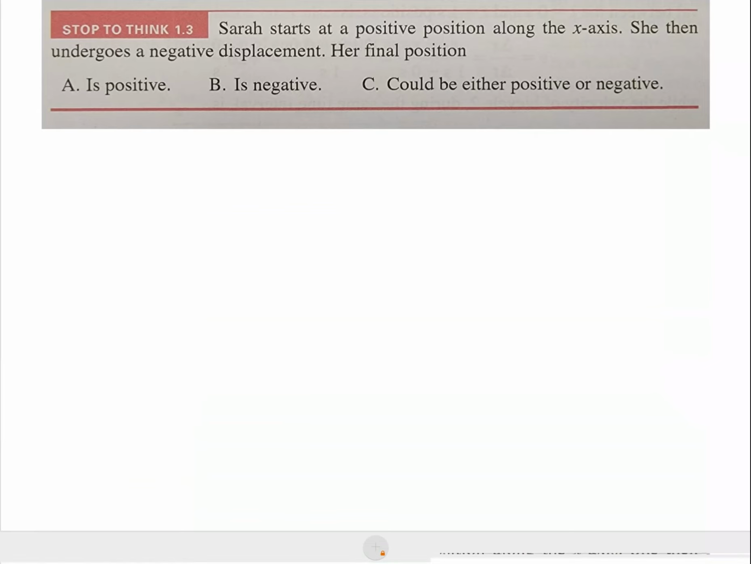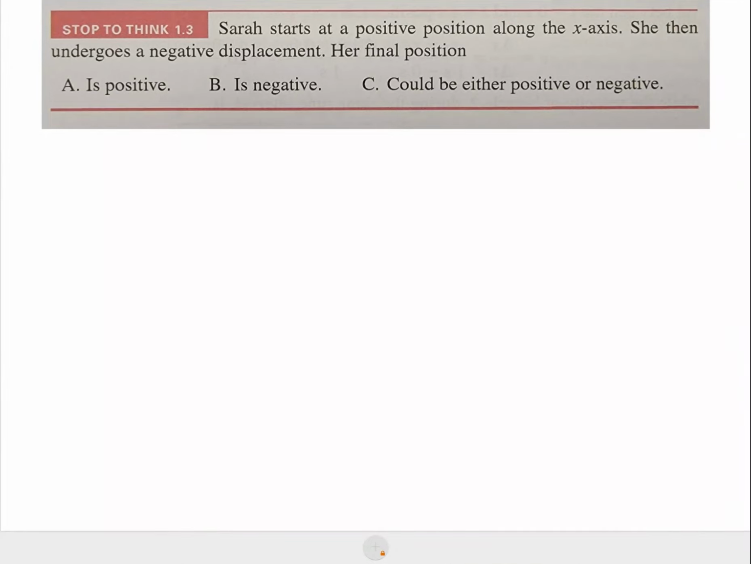Sarah starts at a positive position along the x-axis. She then undergoes a negative displacement. Her final position is what?